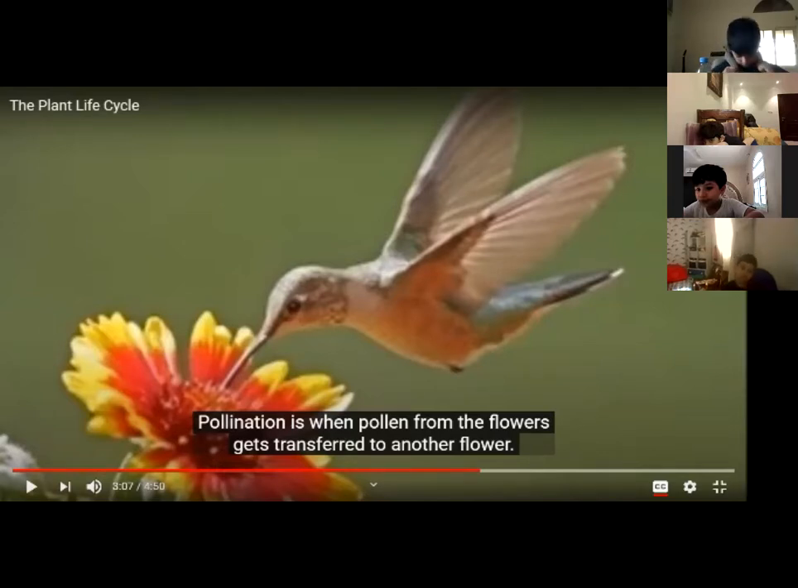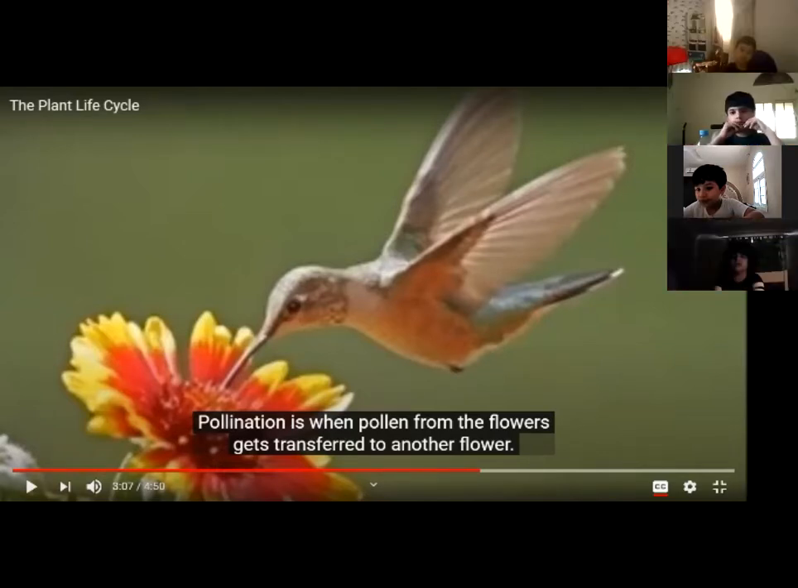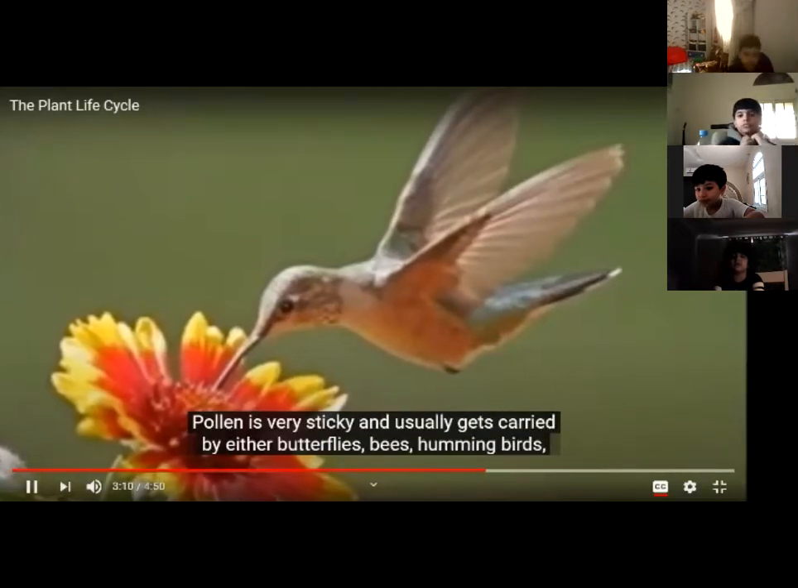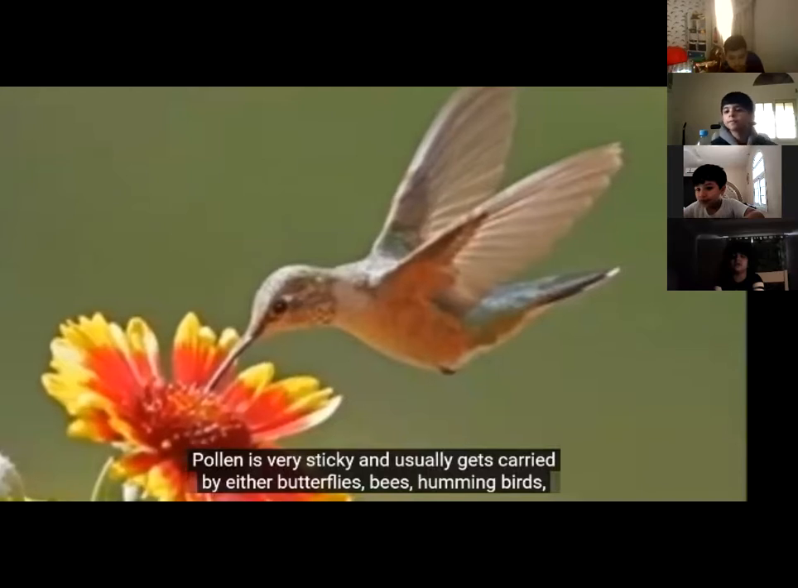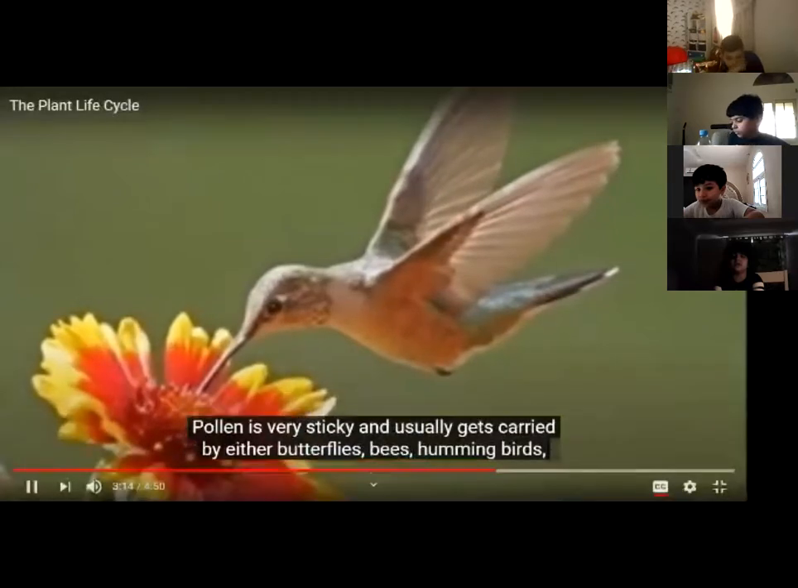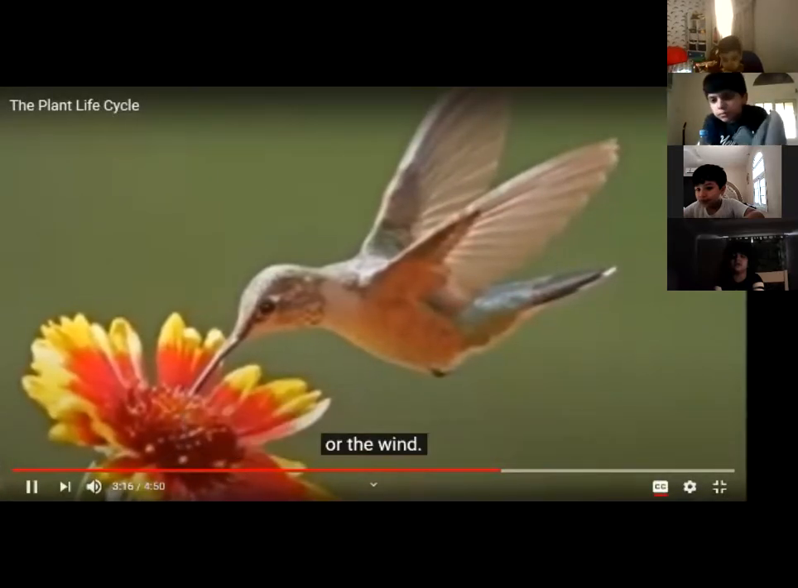Pollination is when pollen from the flowers gets transferred to another flower. Pollen is very sticky and usually gets carried by either butterflies, bees, hummingbirds, or the wind.